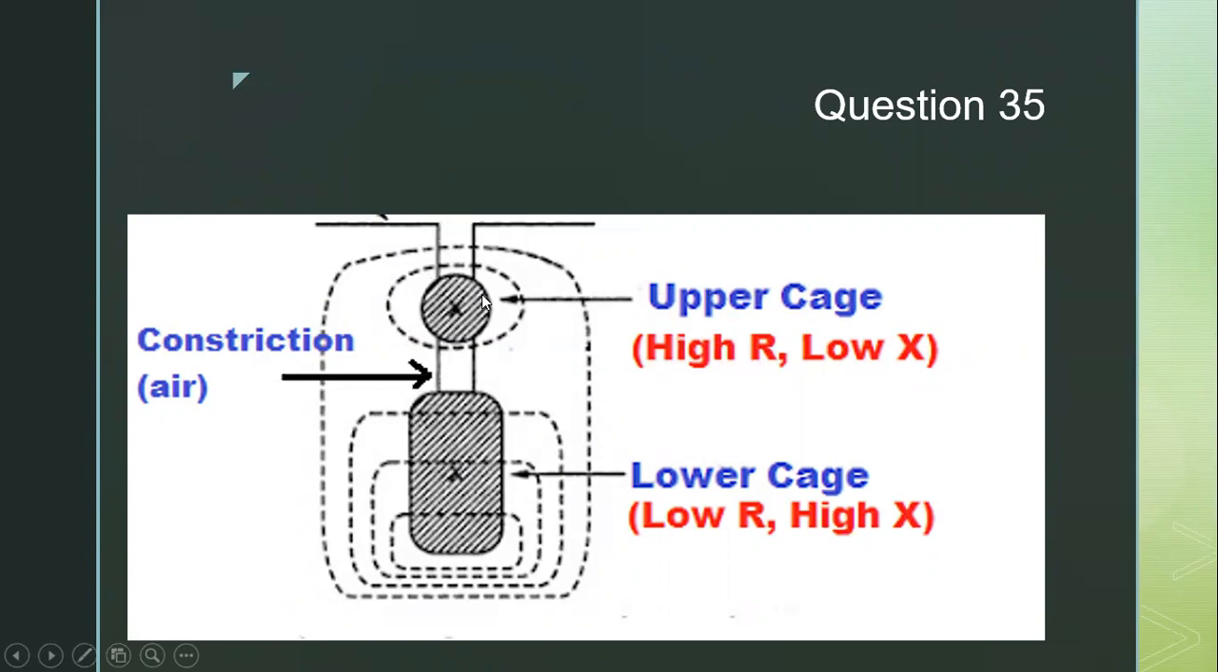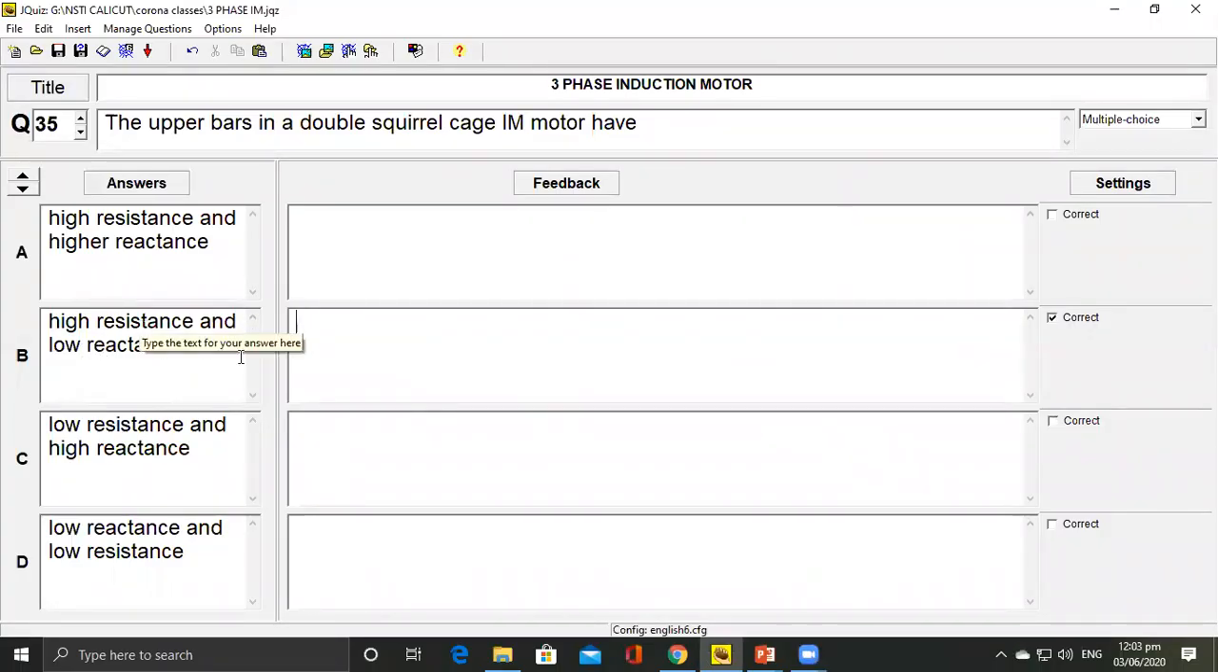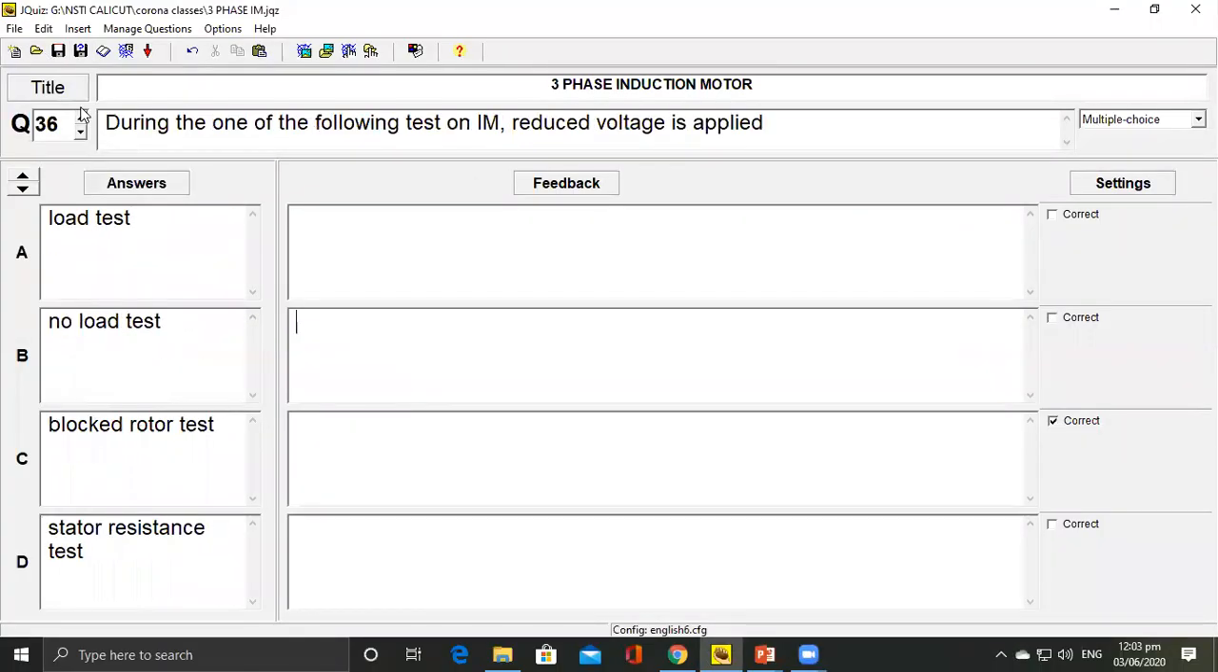So it will be used in the starting condition. You need the higher resistance in the starting condition to make the high starting torque. So the upper part will have high resistance and low reactance. So the answer will be high resistance and low reactance. Option B will be the answer.